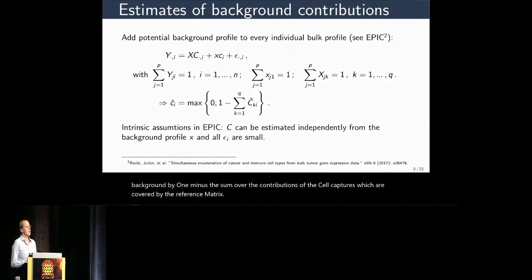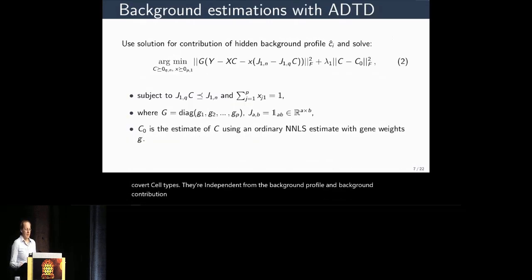There's an intrinsic assumption in EPIC that the cellular compositions of the covered cell types are independent from the background profile and background contribution. But we release this assumption and say, okay, now there can be an exchange between them. And so we insert the formula for the hidden background contribution in our loss function here and do a regularization on it.